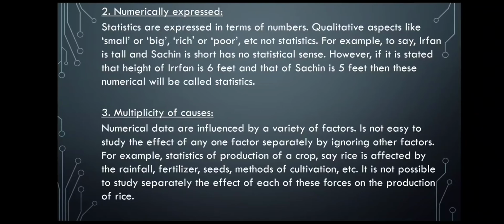The third characteristic is multiplicity of causes. Numerical data are influenced by a variety of factors. It is not easy to study the effect of any one factor separately by ignoring other factors. For example, statistics of production of a crop, say rice, is affected by the rainfall, fertilizers, seeds, methods of cultivation, etc. It is not possible to study separately the effect of each of these forces on the production of rice. So numerical data can be influenced by a number of factors, and it is not easy to study all the factors individually.